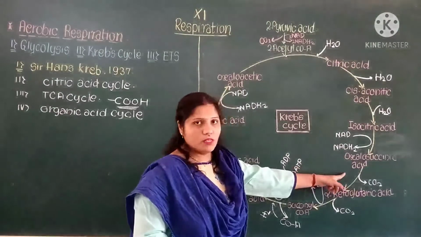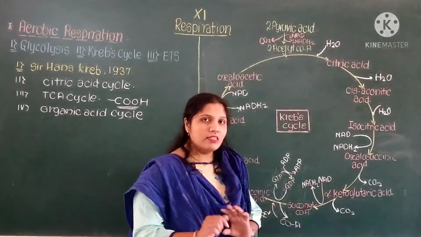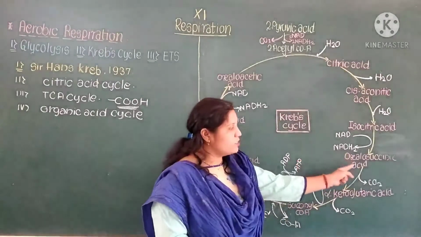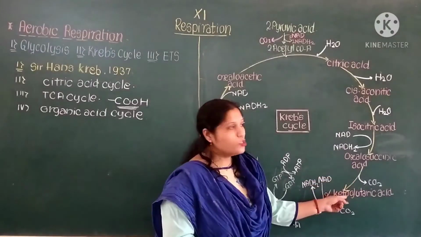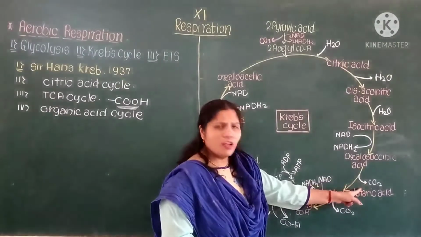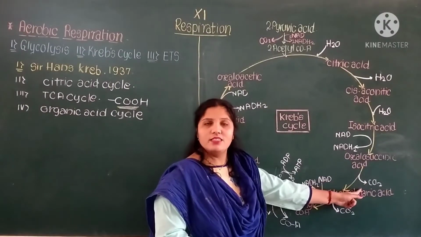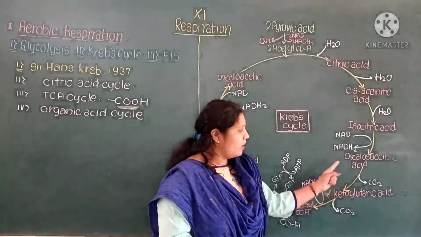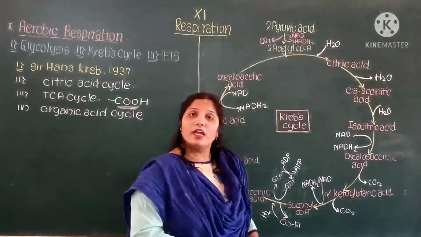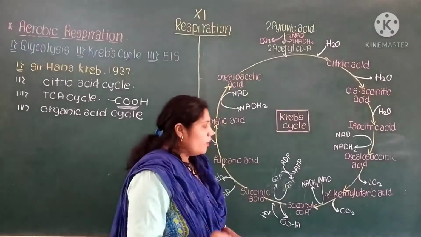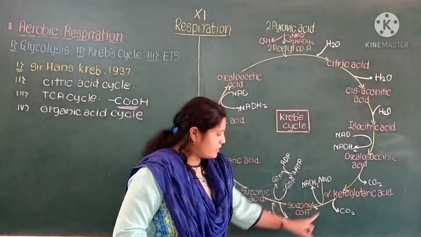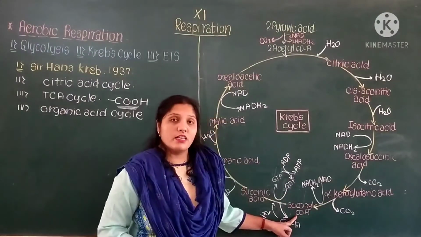As per the name of the substrate, the enzyme name is given. Here oxalosuccinic acid undergoes decarboxylation, so the enzyme is oxalosuccinate decarboxylase. It is easy to remember. And after the decarboxylation, it forms alpha ketoglutarate acid. Now this alpha ketoglutarate acid gets converted into succinyl-CoA.